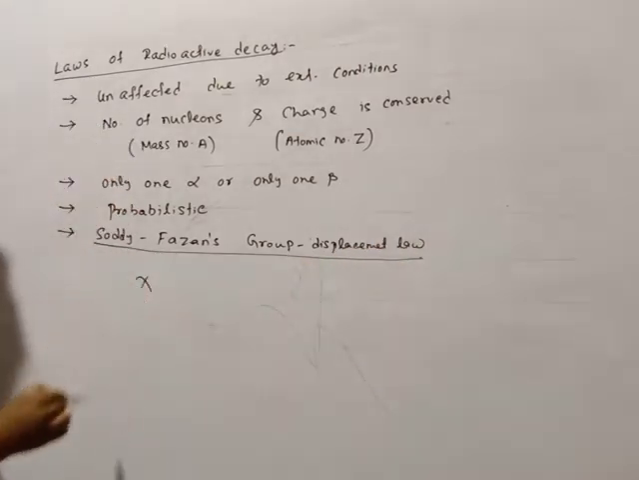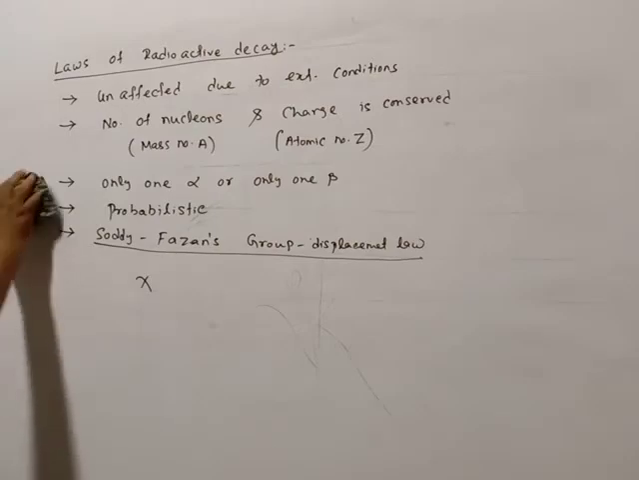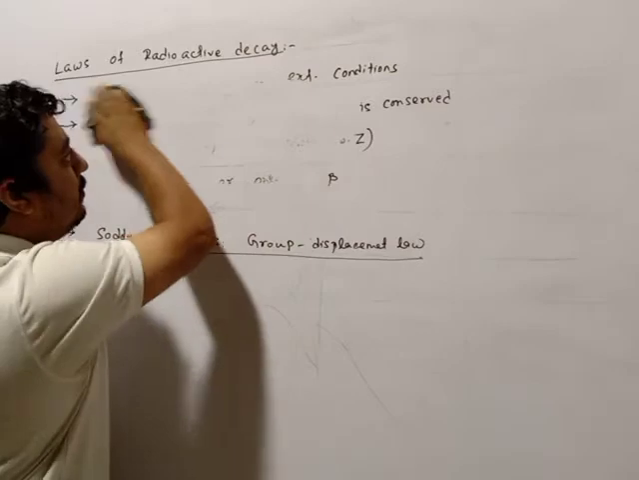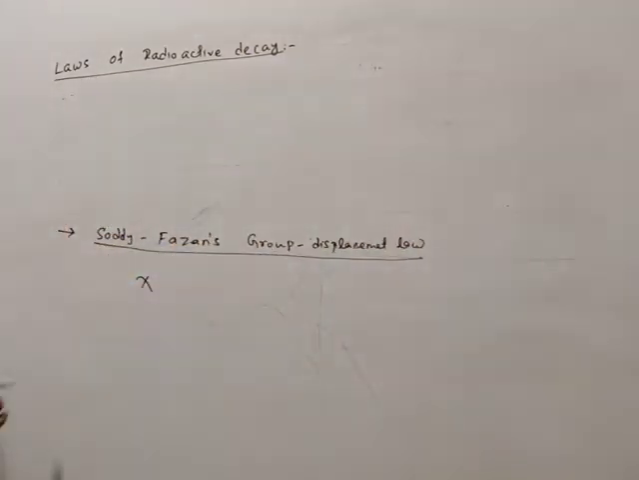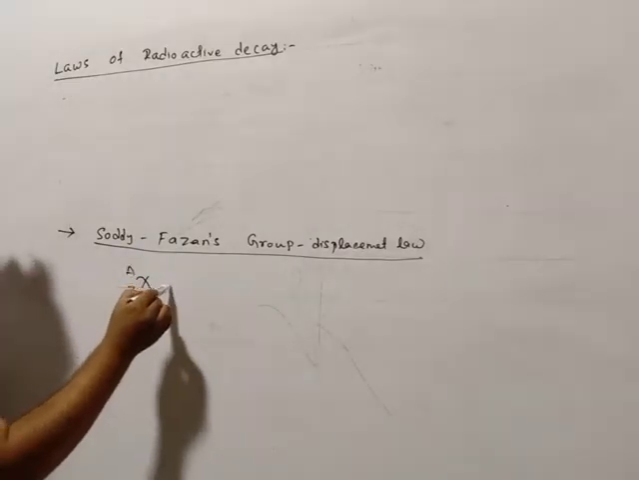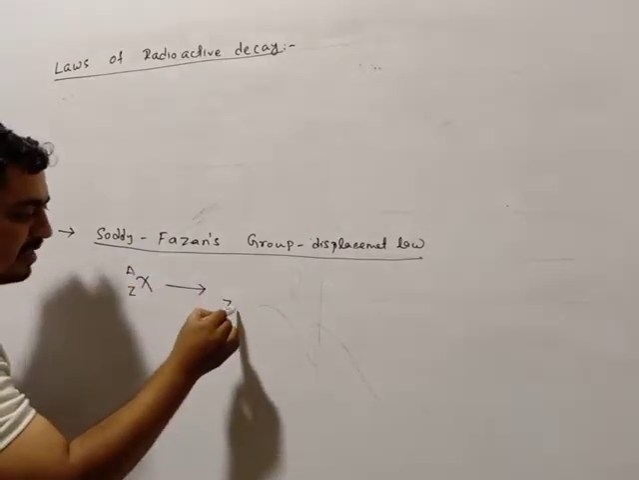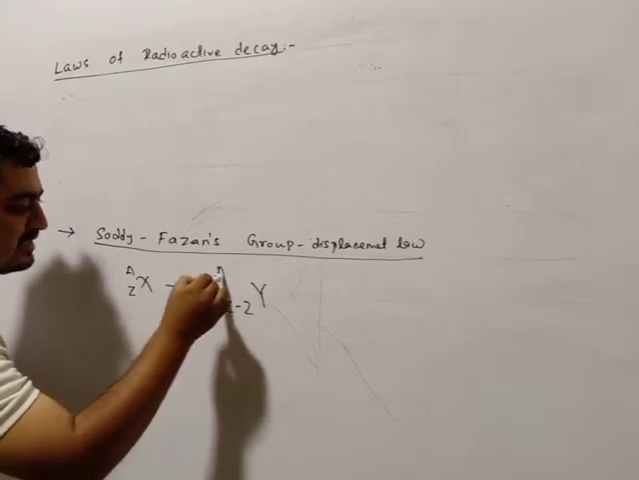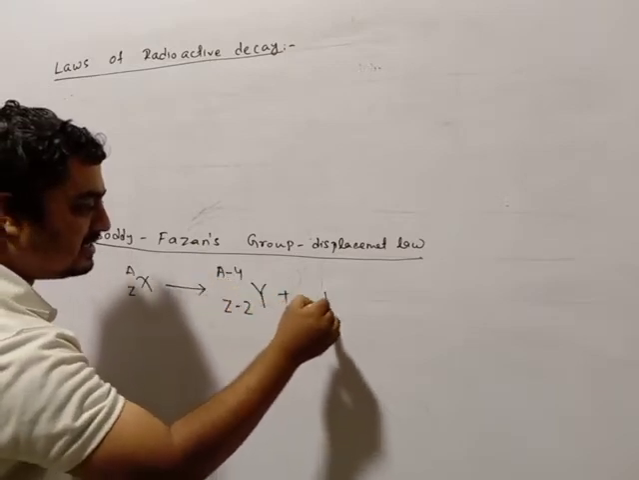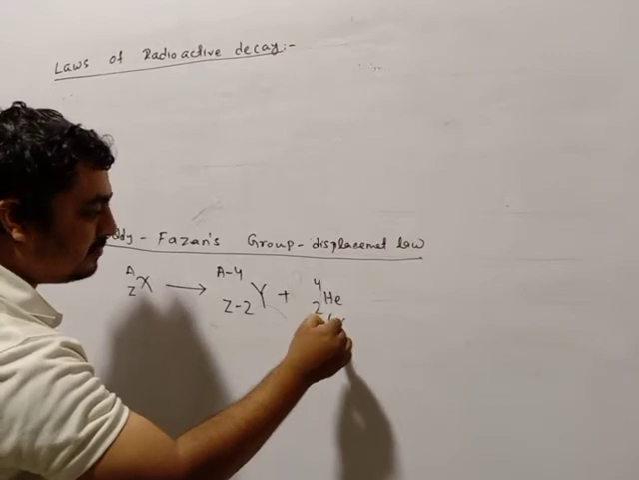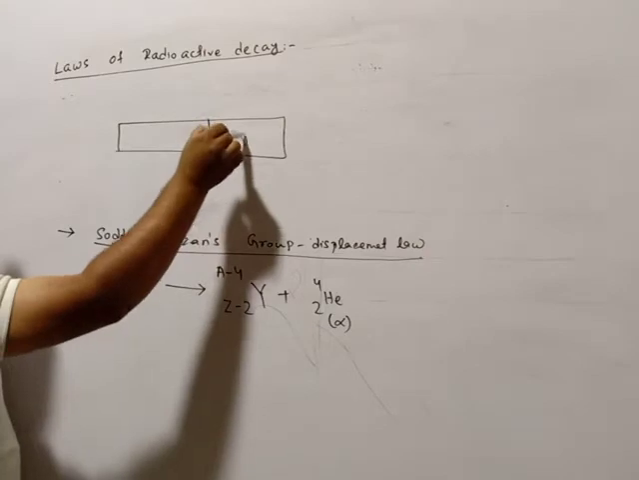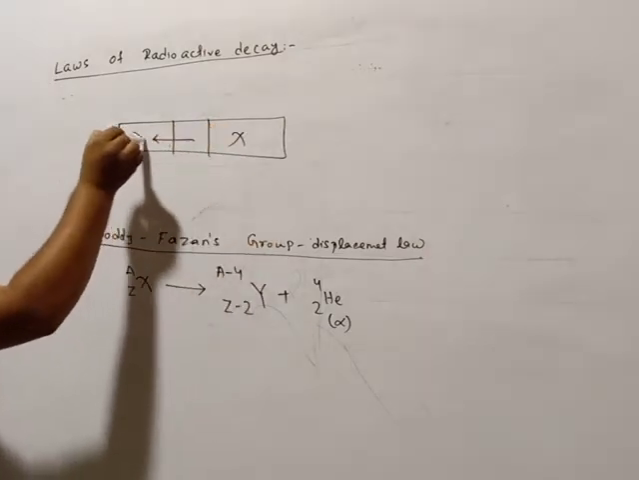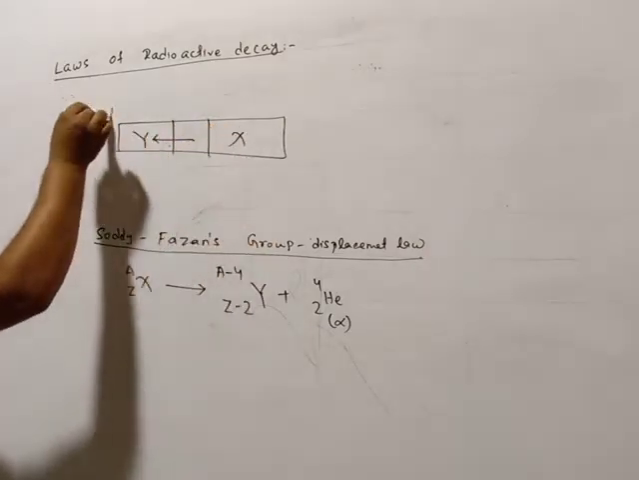So in alpha decay, what are the group displacement laws? In alpha decay, the atomic number decreases by 2 units and the mass number decreases by 4 units. So in the periodic table, if this is x, y will be 2 places left of x.